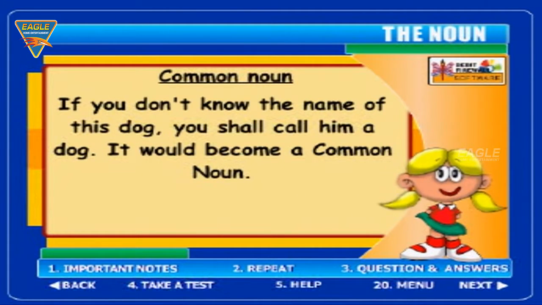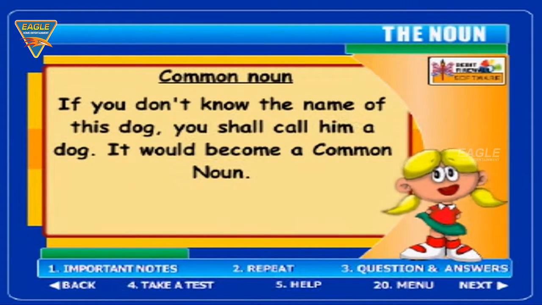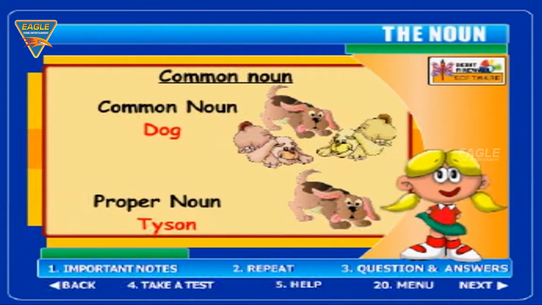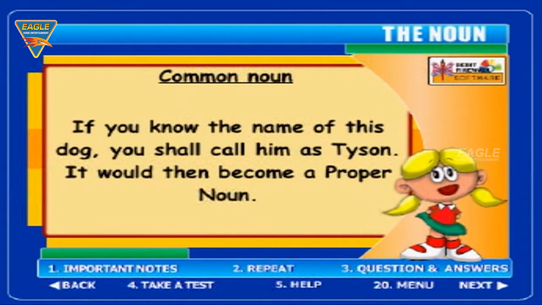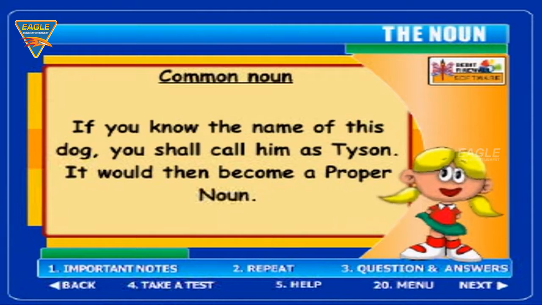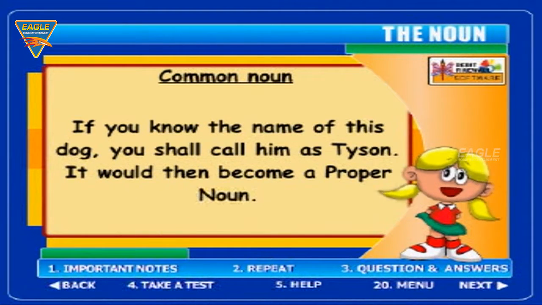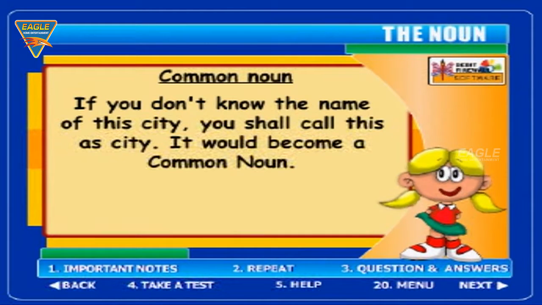If you don't know the name of this dog, you shall call him a dog. It would become a common noun. Common noun dog. Proper noun Tyson. If you know the name of this dog, you shall call him as Tyson. It would then become a proper noun. If you don't know the name of this city, you shall call this as city. It would become a common noun.